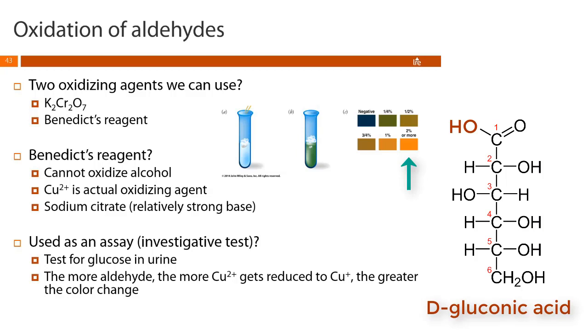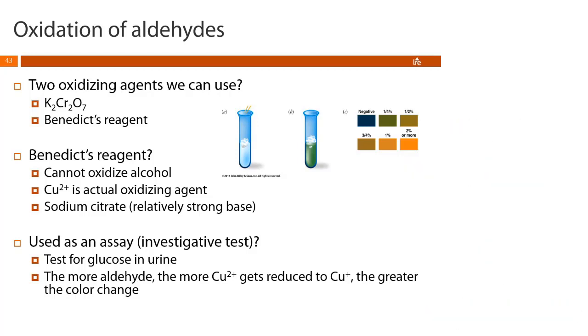So as you oxidize more and more of these aldehydes found in glucose, you're going to simultaneously reduce more and more of the copper 2+ to copper 1+, and the color is going to change from blue to orange. And we can use this color change to estimate the amount of glucose present in urine.